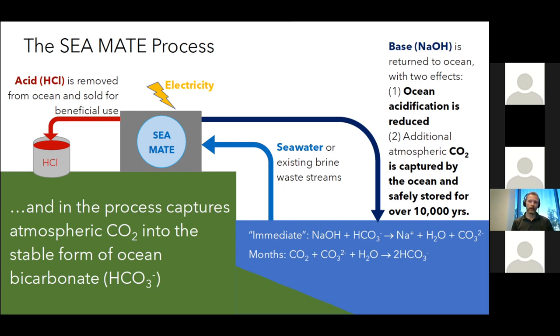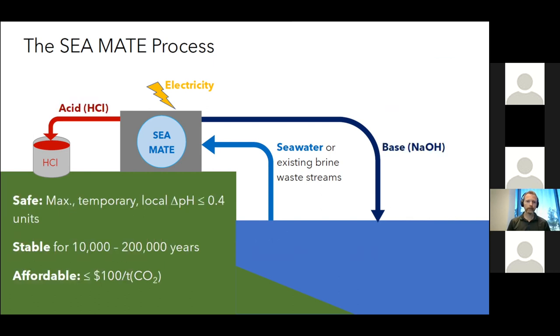So the net result is the pH is slightly raised, so ocean acidification is mitigated, and two, additional atmospheric carbon dioxide is stored as bicarbonate, and that storage as alkalinity is stable for 10,000 to 200,000 years, so very stable, long-lasting storage.